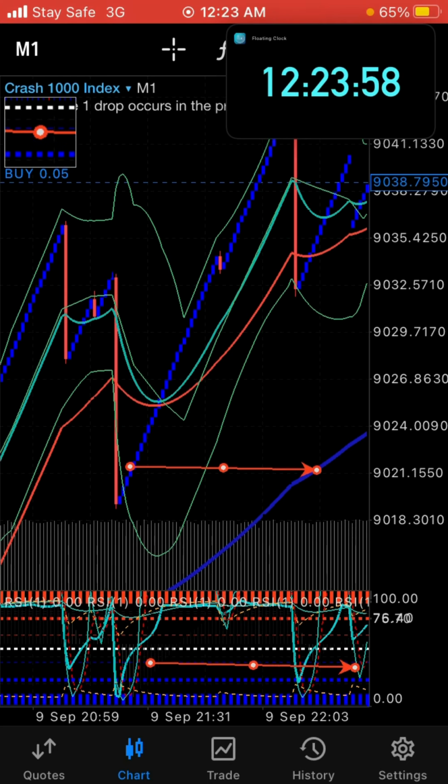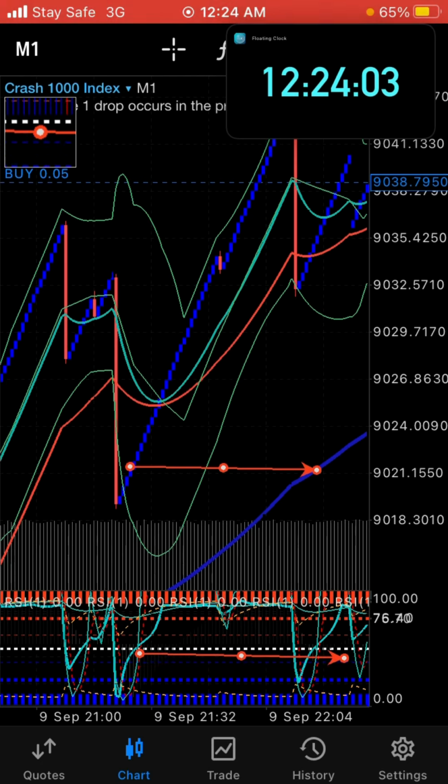If the stochastic didn't drop down once the second blue oscillator histogram bar drops, we are not taking the trade. That's our condition. We are not taking the trade. You can go and test it out.